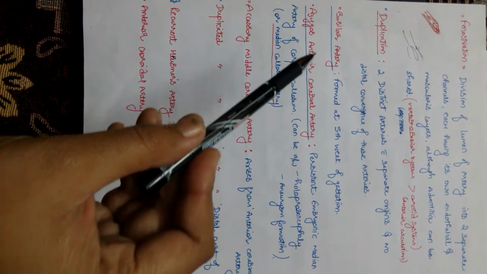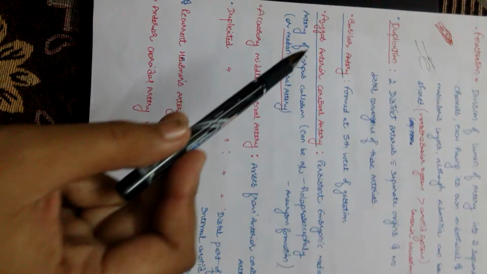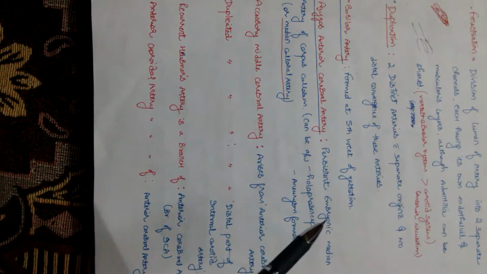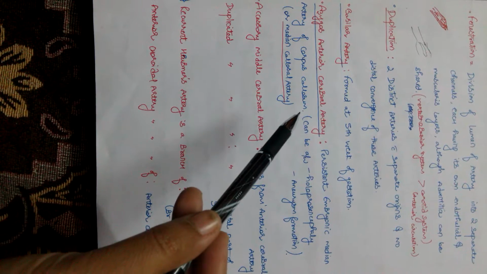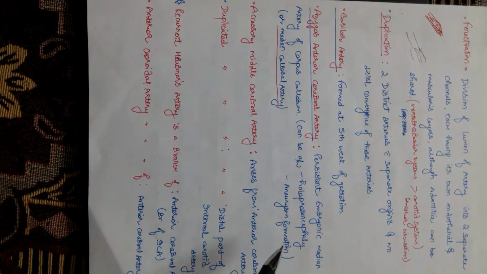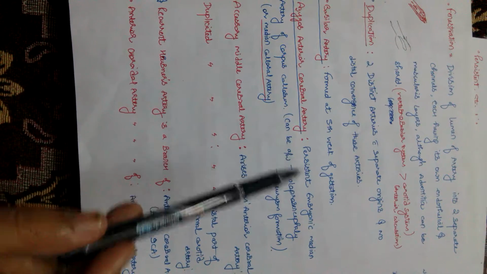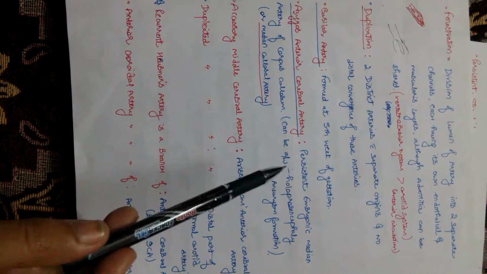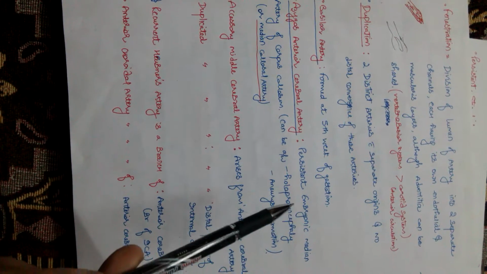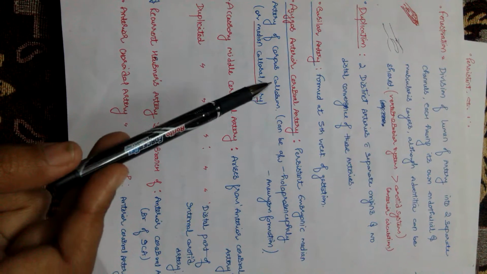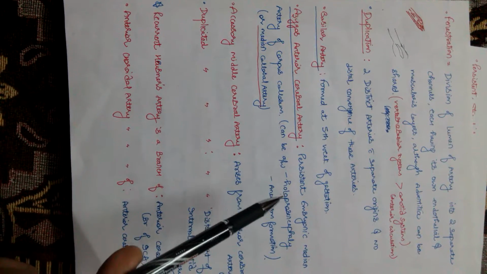Next is the azygous anterior cerebral artery. It is the persistent embryonic median artery of the corpus callosum. It can be associated with holoprosencephaly or aneurysm formation. I'm repeating, the azygous anterior cerebral artery is a persistent median callosal artery, and it can be associated with holoprosencephaly or aneurysm formation.